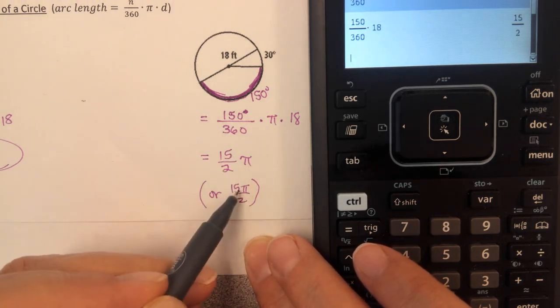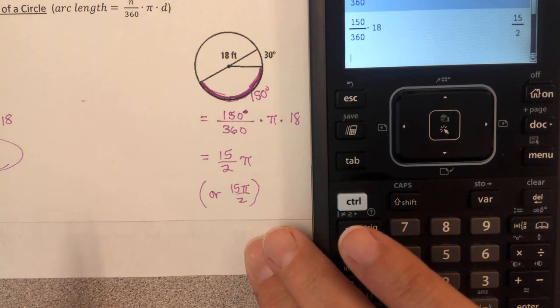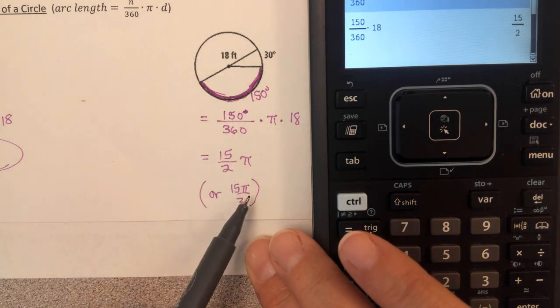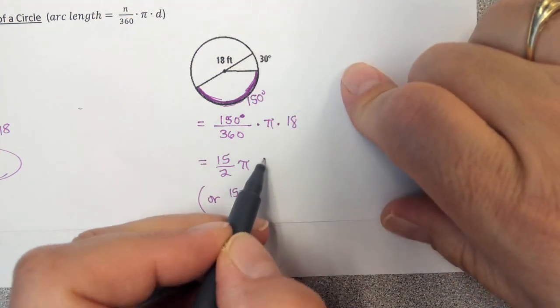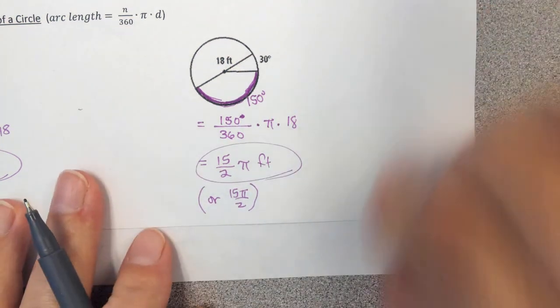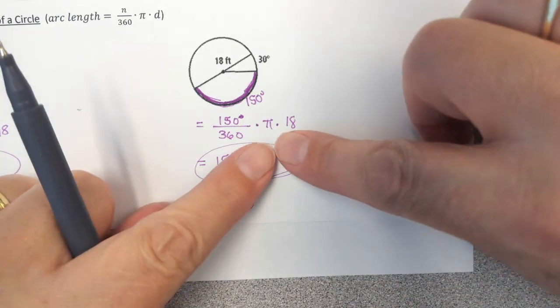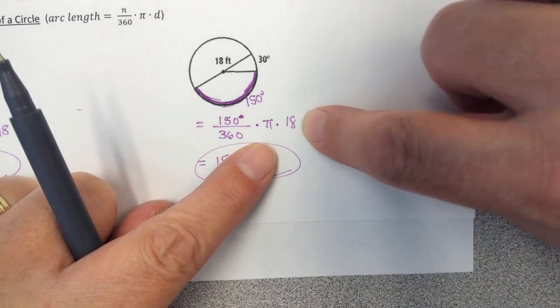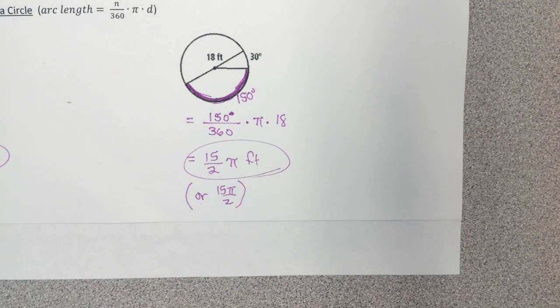It's okay to put the pi in the numerator with the 15 if you prefer. A lot of times that's the way it'll appear in your multiple choice answers. So pi at the end or pi at the top, they mean the same thing. And these are feet, so 15 halves pi feet is your arc length. If you want a decimal approximation, type in this original expression just the way it looks, including the pi, in the calculator, and then round to an appropriate decimal place. Okay, do some practice, and more to come later.